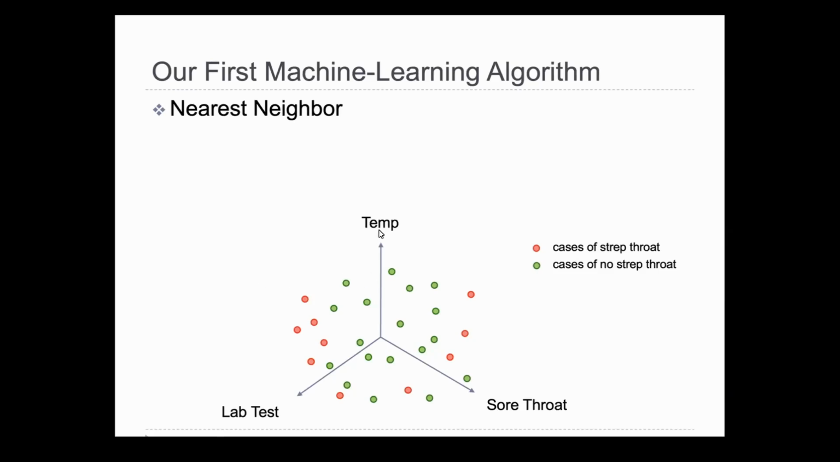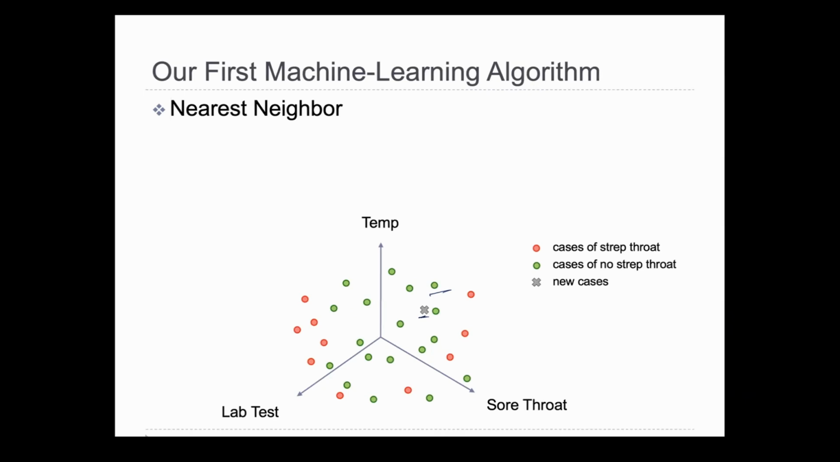Suppose you have three features in your dataset: temperature, lab test, and sore throat. Your response variable, or target variable, is strep throat. So you are given a bunch of data points. These green data points represent not strep throat, that means negative class, and the red data points represent data from strep throat class. For a new data point, for example this one, our job will be to classify it correctly as either green or red.